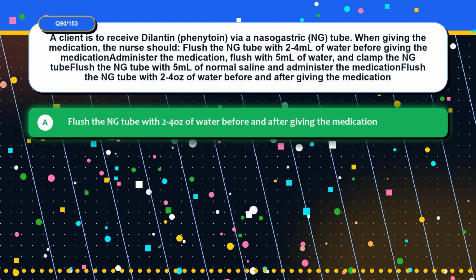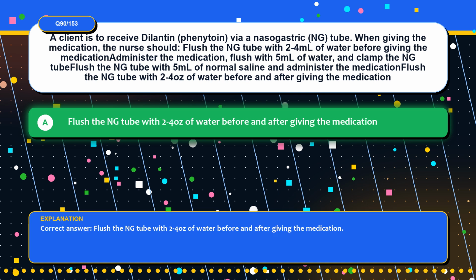The correct answer is option A. Flush the NG tube with 2-4 oz of water before and after giving the medication.